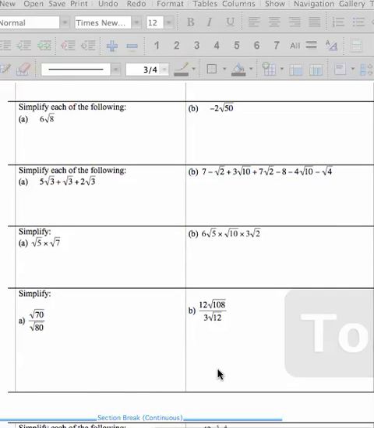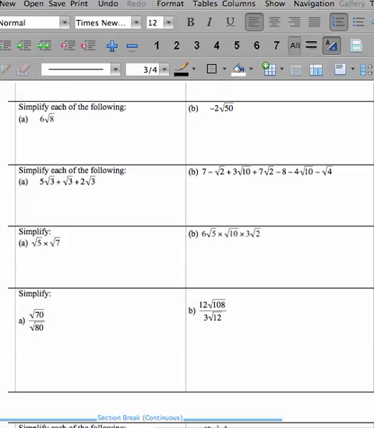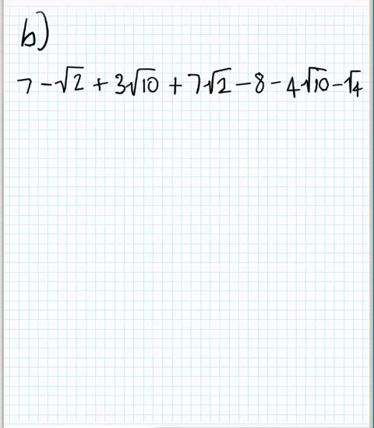Now we'll do question B here, which is quite a long one. So I have drawn it, but this is probably a bit neater for you to see. And this is just check your operations. You can see that we have negatives and positives, or addition and subtraction. There's no multiplication or division anyway. So we're just adding or subtracting the same surds.